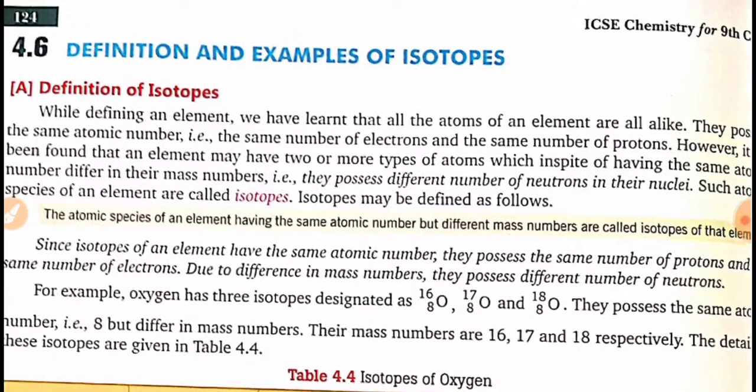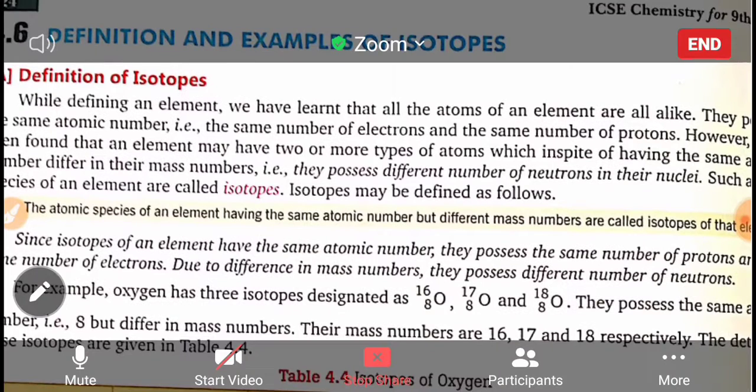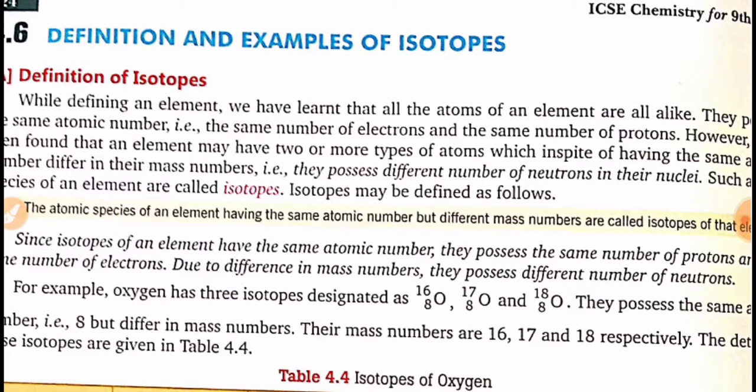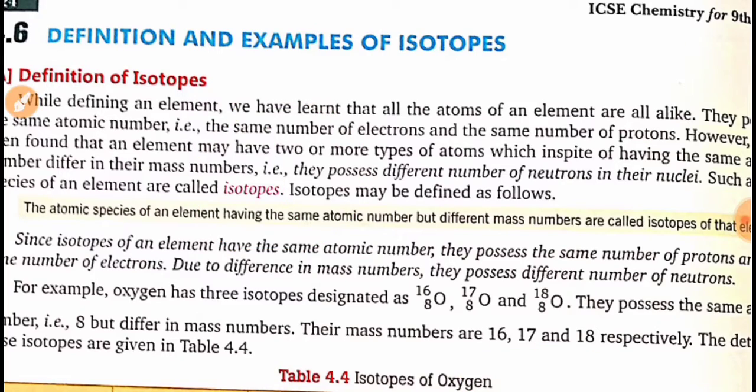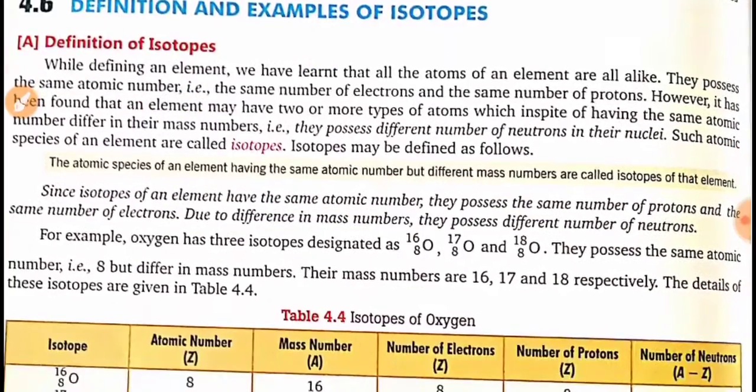So we can define it as the atomic species of an element having the same atomic number but different mass number are called isotopes of that element. You have to understand we are talking about only a single element there. Now you better understand by this example: since isotope and element have the same atomic number, they possess the same number of protons and the same number of electrons also. Due to difference in mass number, they possess different number of neutrons. So you have to keep in mind.